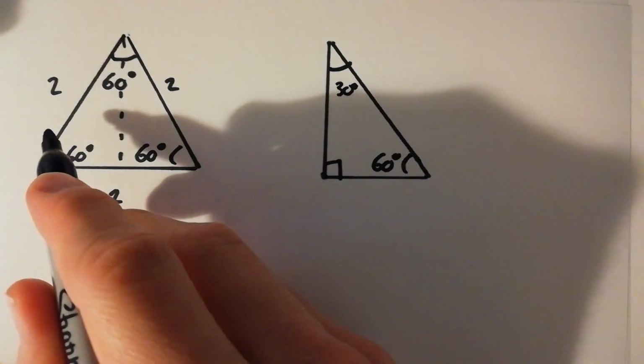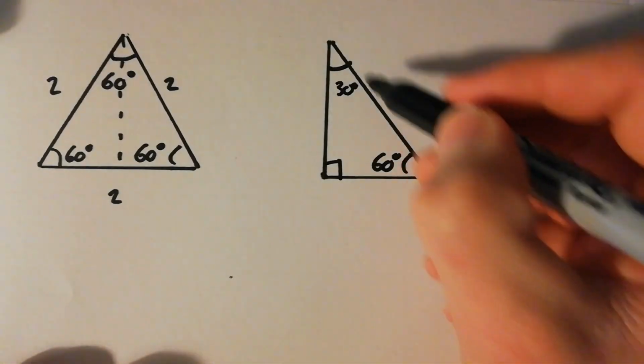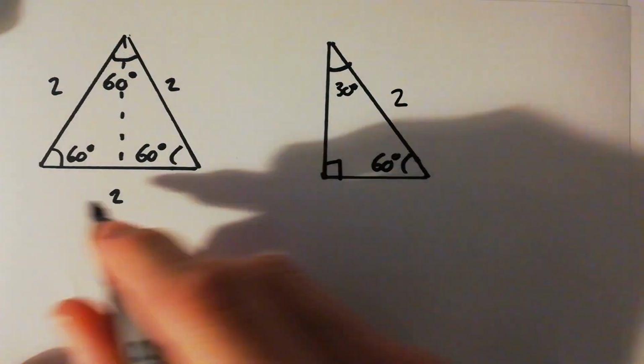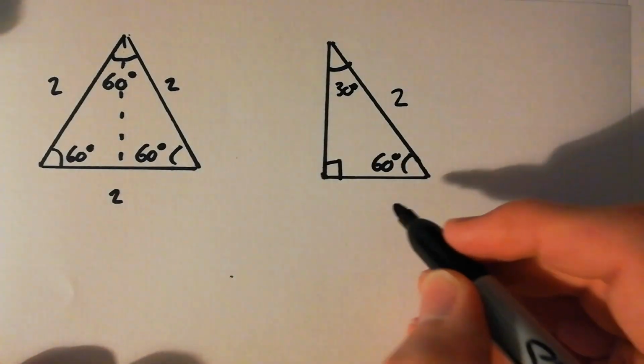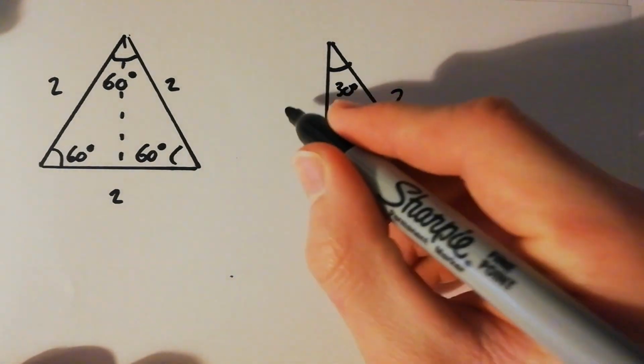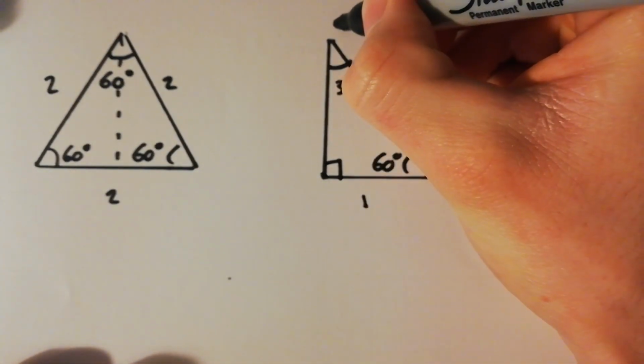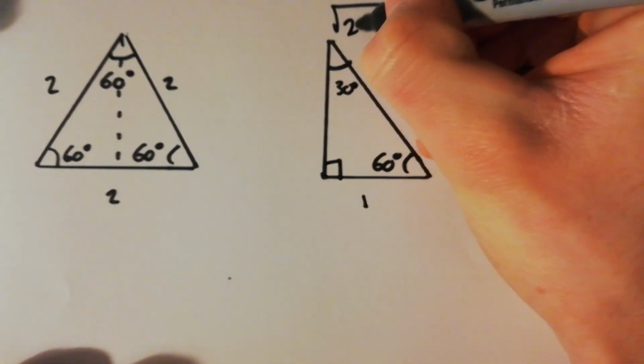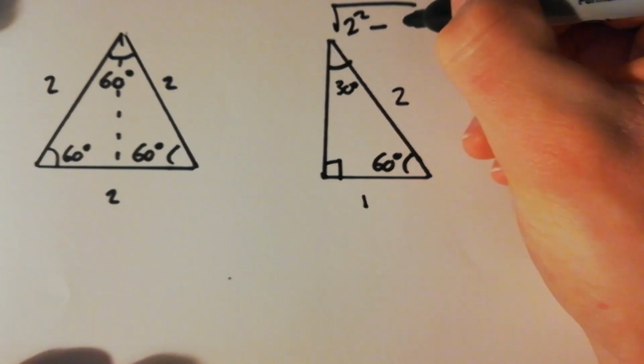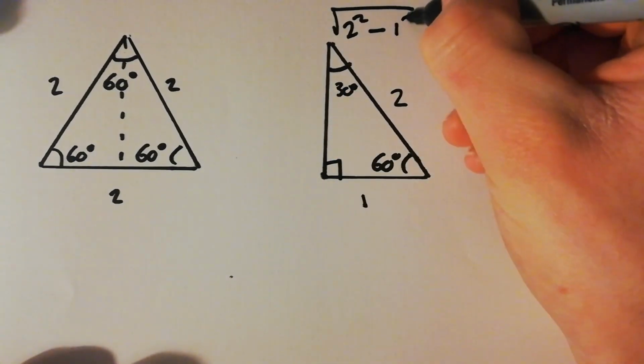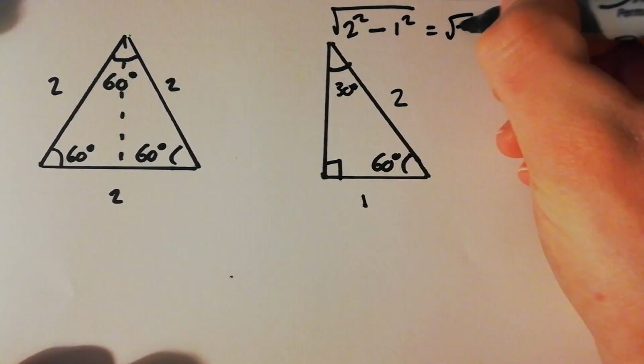Now, there's the side length of 2, so this side here is the same as this side here, so that's going to be 2. You've cut this side in half, so it'll be 1, and this side here will be, we can use Pythagoras again, we go 2 squared minus, because we're finding a shorter side, 1 squared, which equals the square root of 3.